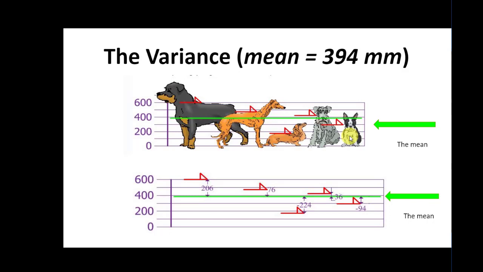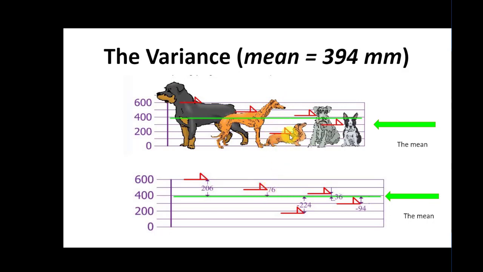And the mean or average height of these dogs is 394 millimeters. And right here, if you can see it, there is this green line that marks right at 394 millimeters. If you took the difference of the height of each dog to the shoulders relative to the mean, so you're taking the difference of the height of the dog and the mean, this tall black dog is 206 millimeters taller than the mean. This orange skinny dog is 76 millimeters taller than the mean.